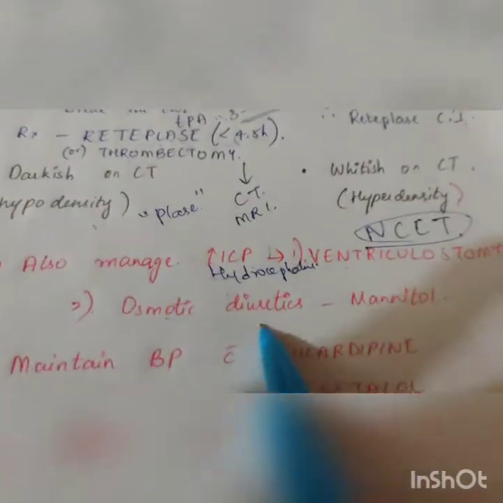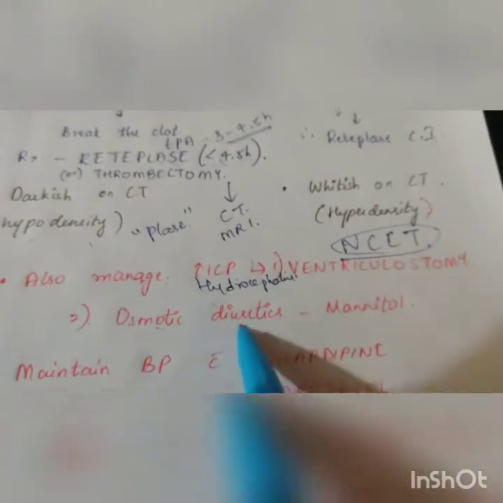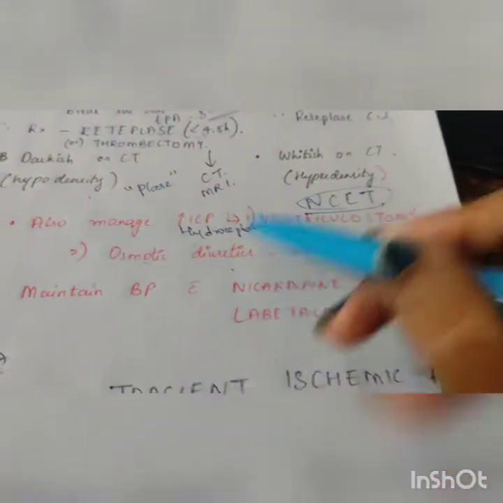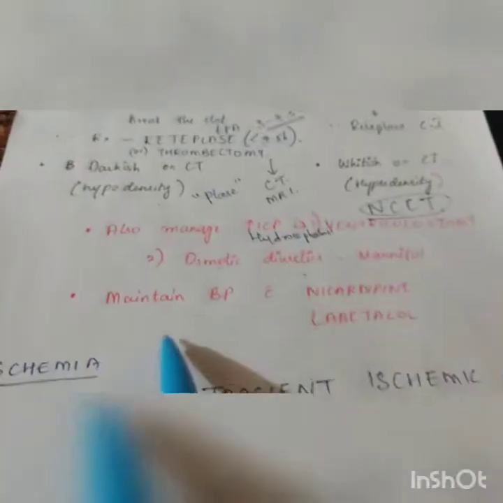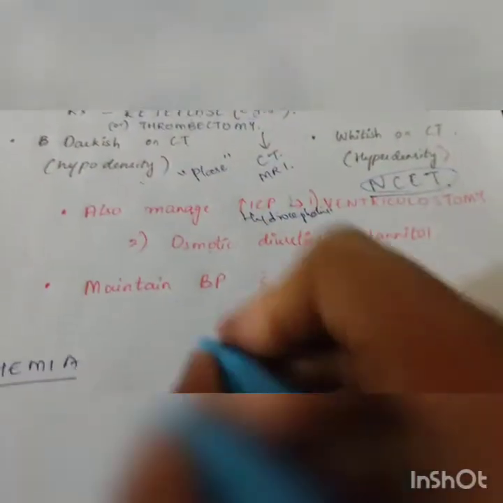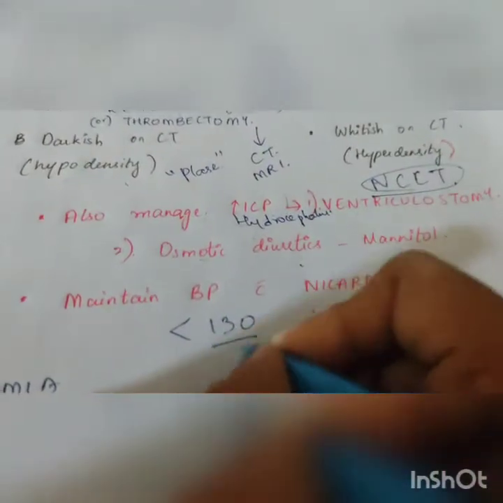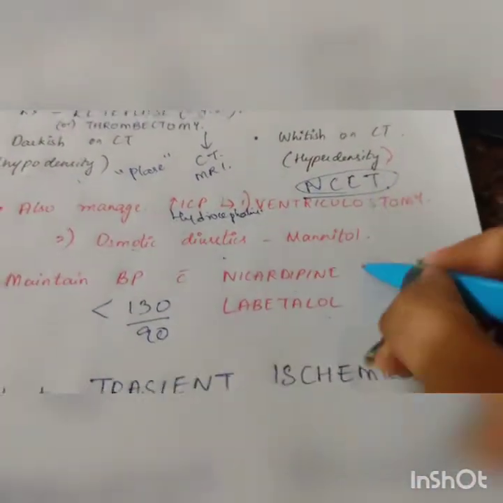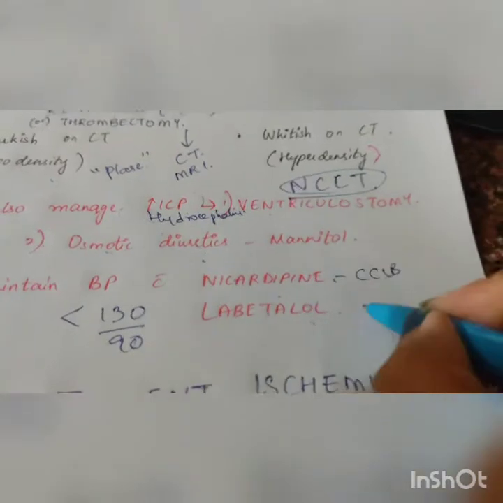Similarly, you can give osmotic diuretics like mannitol. So diuretics also do the same thing. They remove whatever excess fluid is in the brain. It is going to remove all that via diuresis. And also you have to strictly maintain BP less than 130 by 90 mmHg using nicardipine or labetalol. This is a calcium channel blocker and this is a beta blocker.